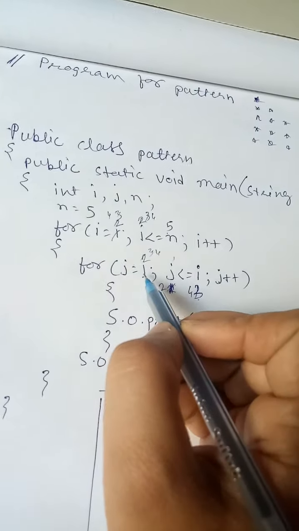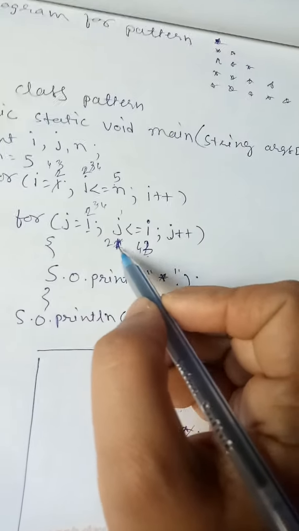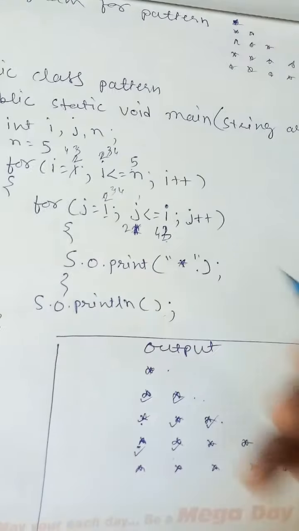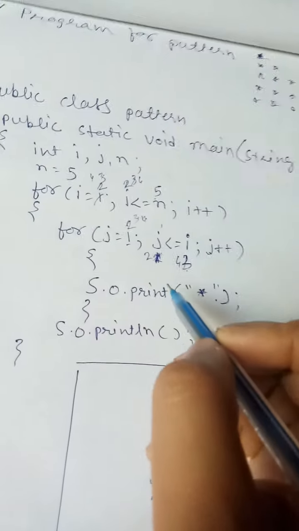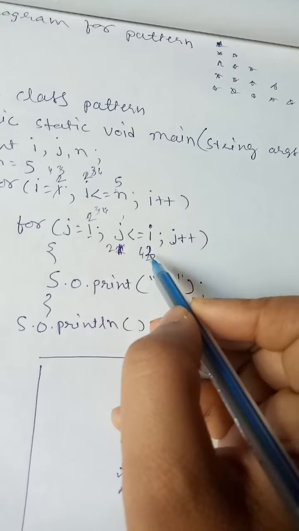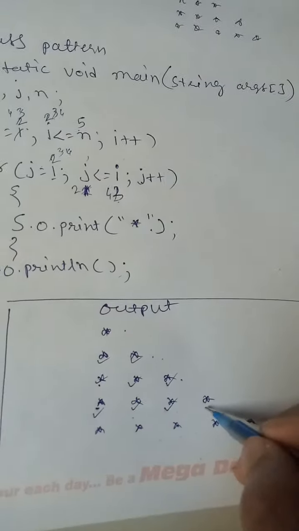Then it will be updated again and become 3, and it will check 3 is less than or equal to 4. Yes, condition is true, so it will display one more star. Then it will become 4, so we will check 4 is less than or equal to 4. Yes, condition is true, so it will display one more star.